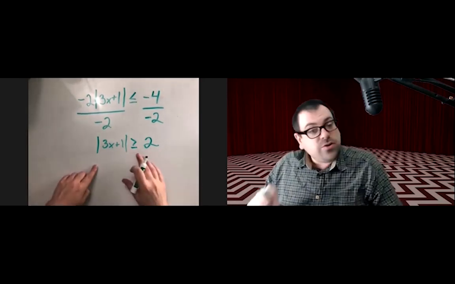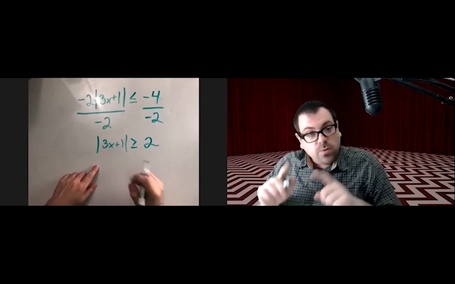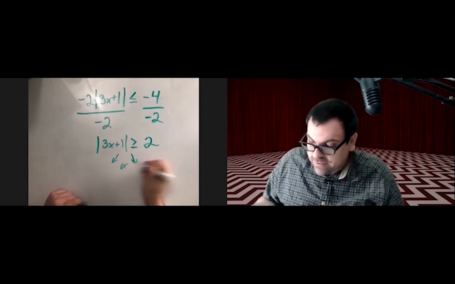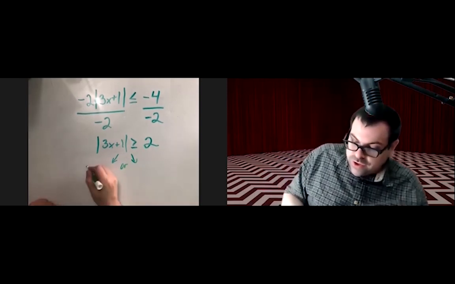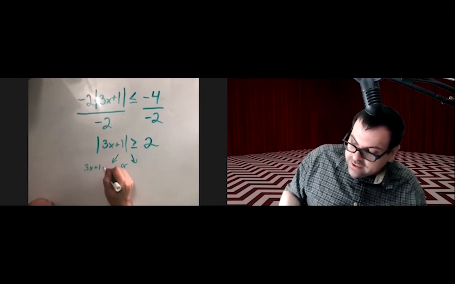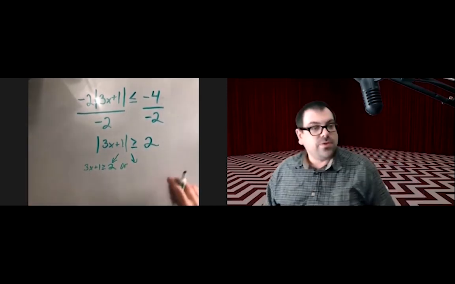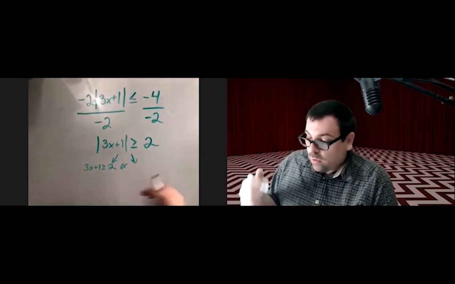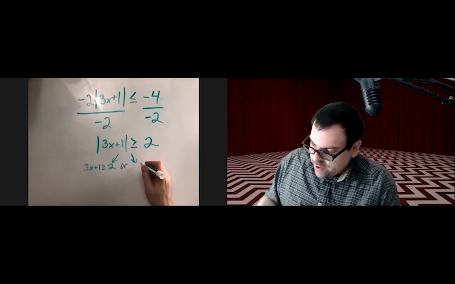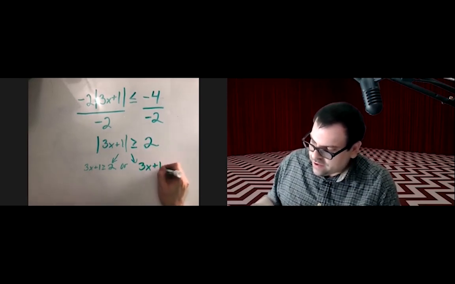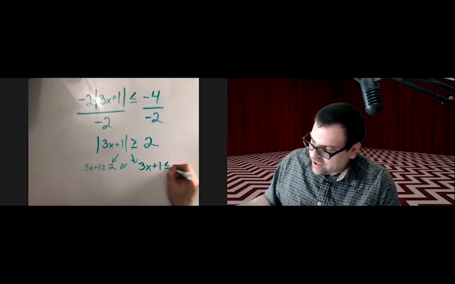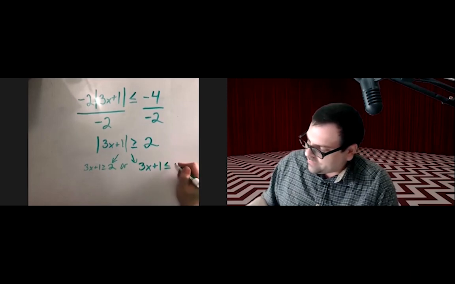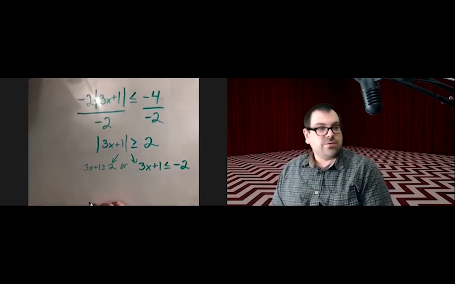When it's absolute value greater than, we split it into two things with an or statement. One, we just drop the absolute value sign and keep everything as is. 3x plus 1 greater than or equal to 2. Or the other one, we drop the absolute value, we change greater than to less than, or equal to in this case, and we change +2 to -2.